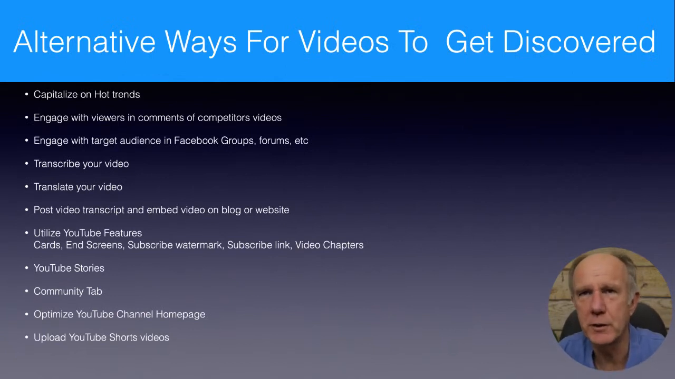Let's look at some alternative ways for videos to get discovered on YouTube. You can capitalize on hot trends. If you have a hot trend in your niche, then you can create a video based upon that hot trend. And you can find hot trends if you go into Google Trends.